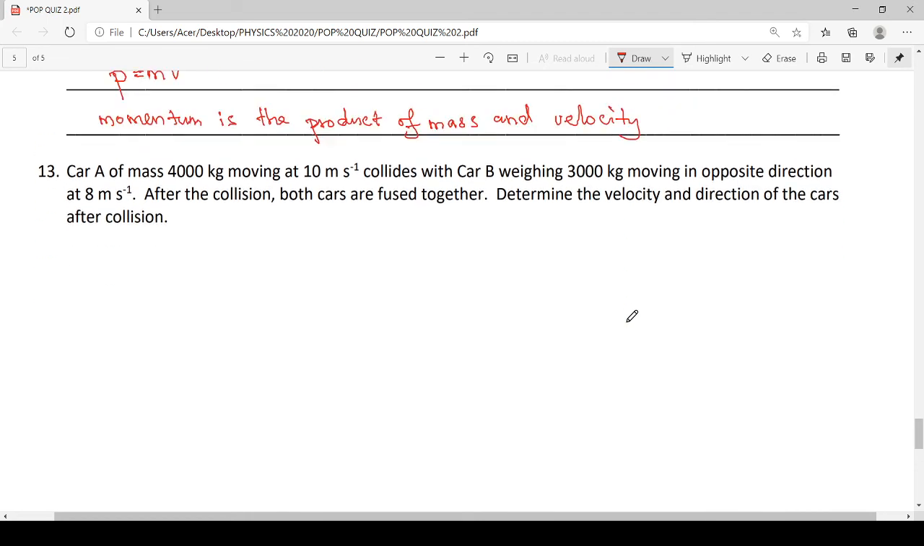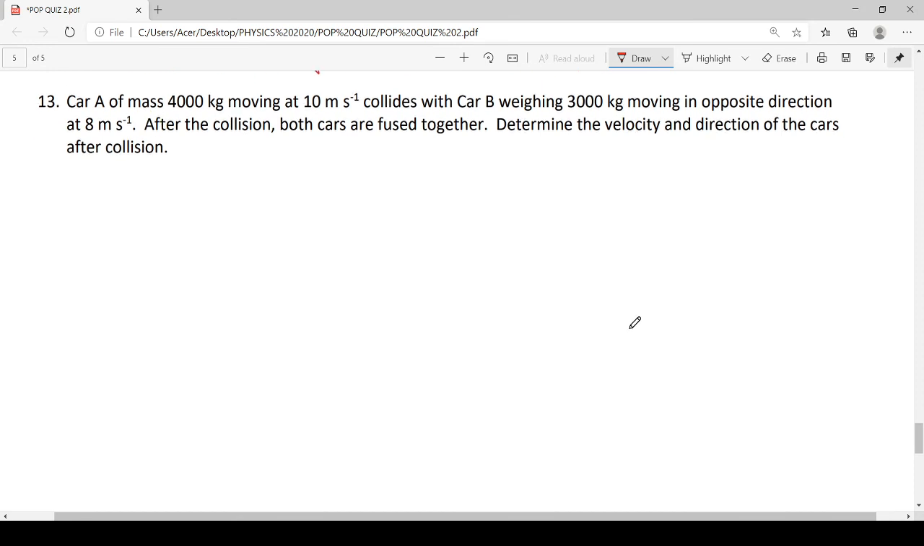Okay, let's go to question number 13. So here I have a car A of mass 400 kilogram moving at 10 meter per second colliding with car B weighing 3000 kilogram moving in the opposite direction at 8 meter per second. Okay, this is before the collision. Now after the collision, both cars are fused together. Determine the velocity and direction of the cars after the collision.